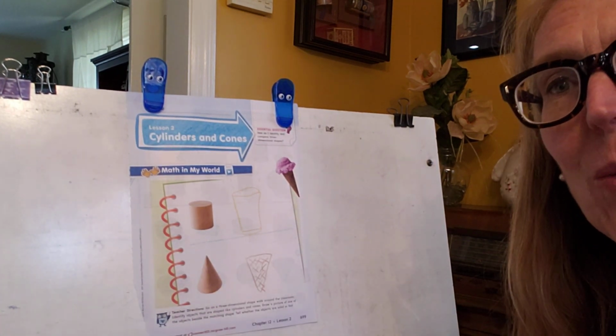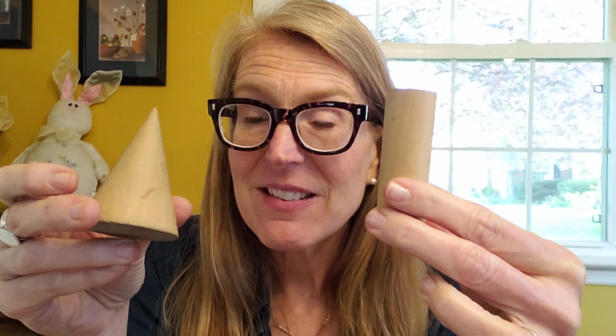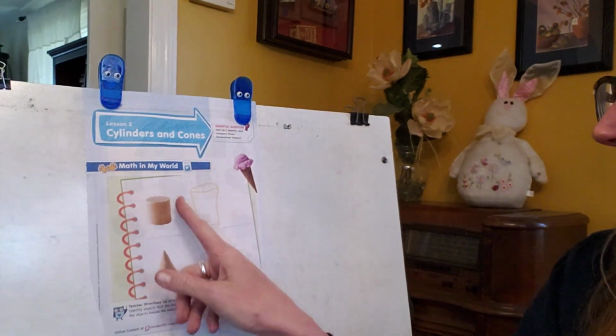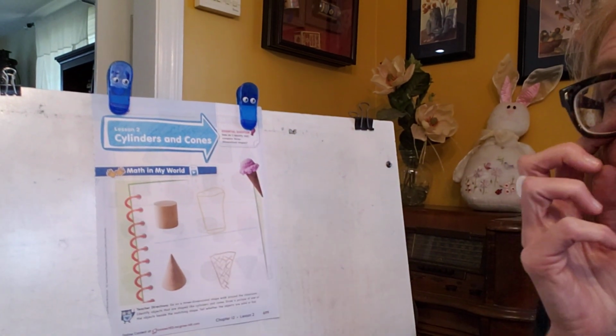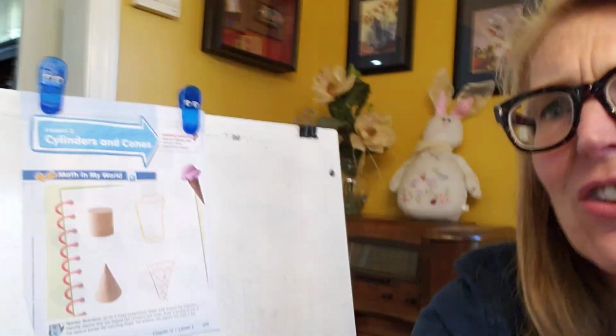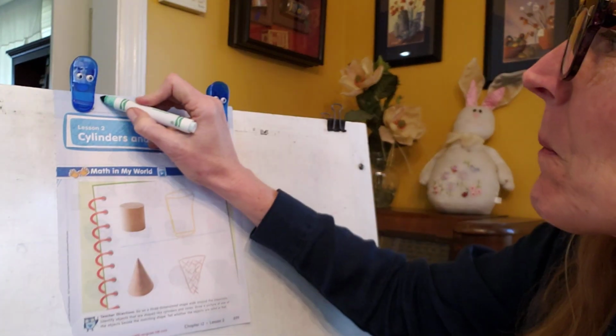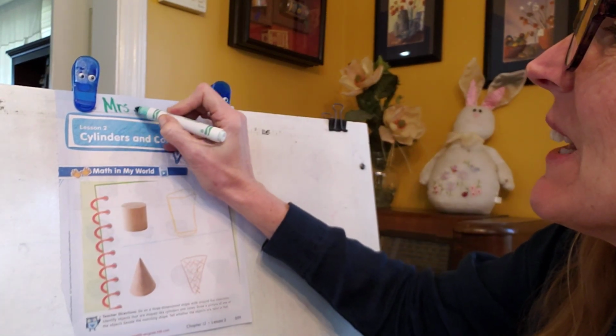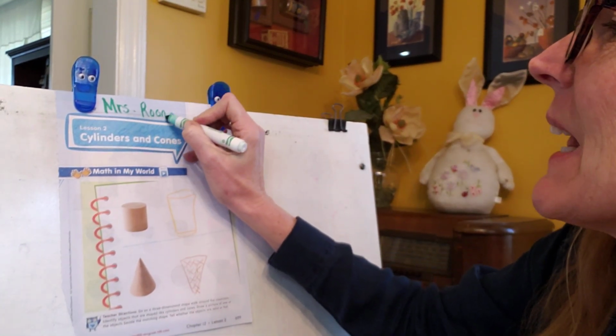So I'm going to ask you now to pause my video. I'm going to ask you to go on a search in your house right now for a cone and a cylinder shape. Come back, draw it onto your paper, and then we're going to go ahead and flip over to the next pages. But Mrs. Rooney just realized, what did I forget to do at the top of my paper? I forgot to write my name.